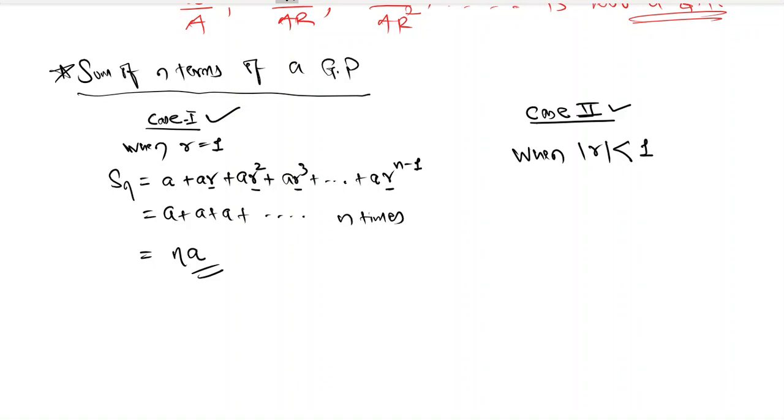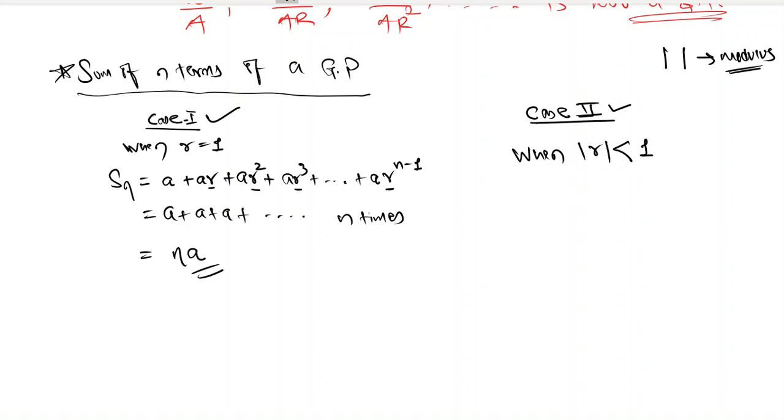Now what do you mean by this mod? This vertical lines, do you see this vertical lines? Inside these vertical lines, this is known as modulus. This is a sign of modulus. So modulus is a term which means that whatever number you put within the vertical bars, within the modulus sign, it becomes positive. So even if R, your common ratio, is negative and you put it within the modulus bar, it will become positive. But this positive value of R should be smaller than 1. Means mod of R should be smaller than 1.